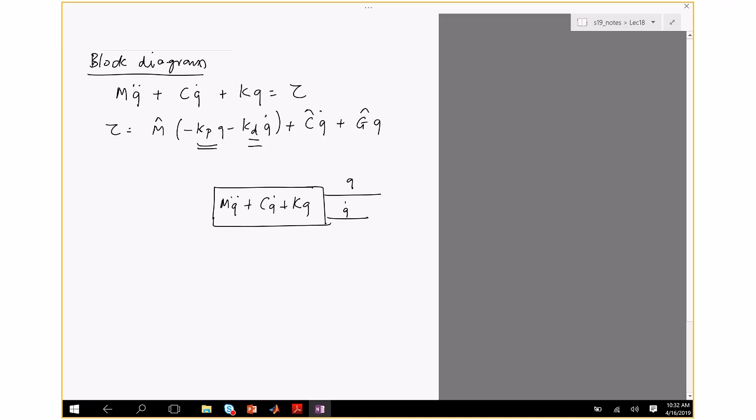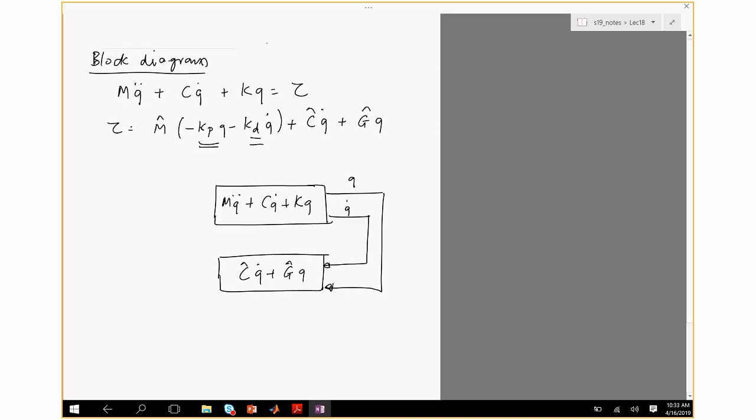Okay, now those outputs will go to another block because there's a C hat q dot term plus g times g hat, c hat q dot plus g hat q. So those are fed. C and g are found because there are constants and they are functions of q.